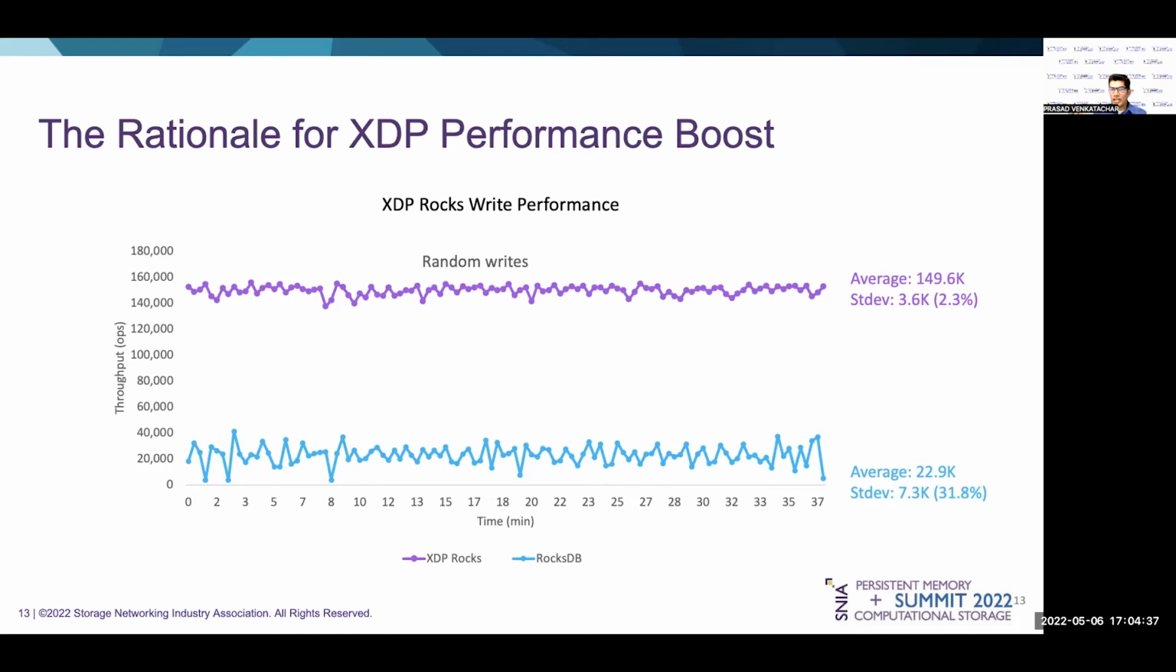Whereas the same thing with the Pliops enabled environment, which uses an enhanced version of the RocksDB API, we provide a 7x performance boost. We improve the IO operations from 22.9K to 150K operations. And as you notice here, the standard deviation is kept to a minimum, at 2.3% compared to what RocksDB does at 31.8%.